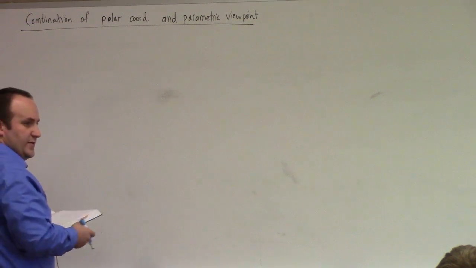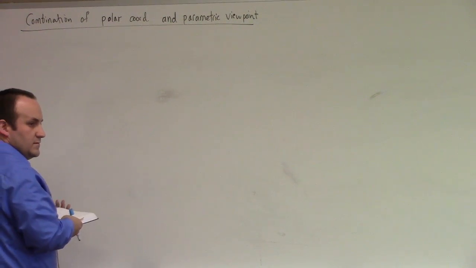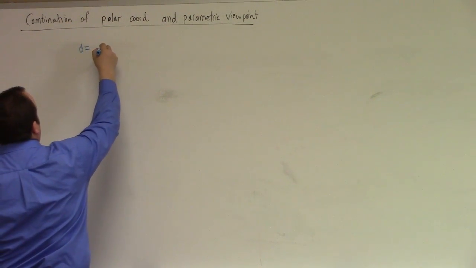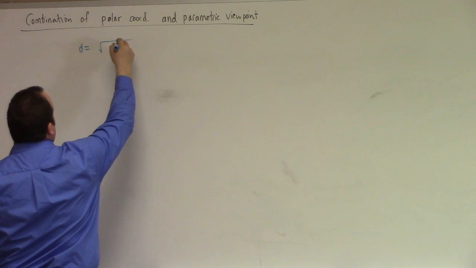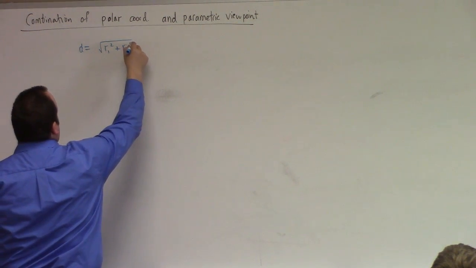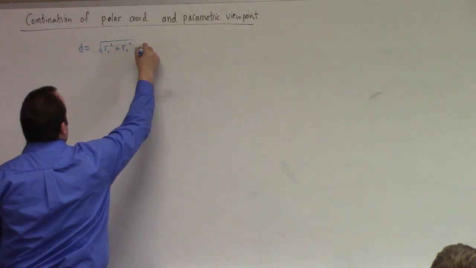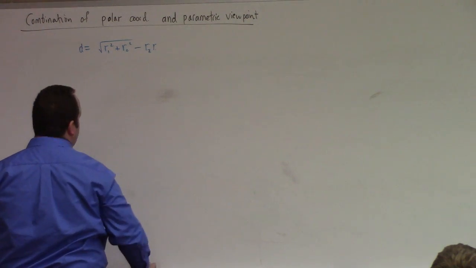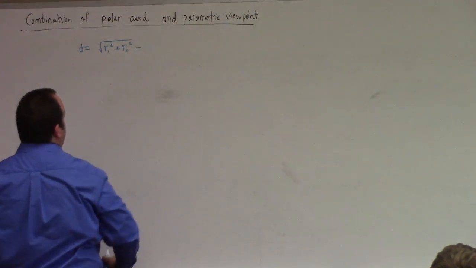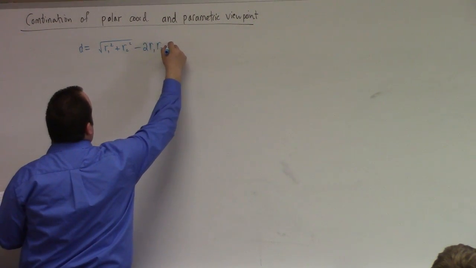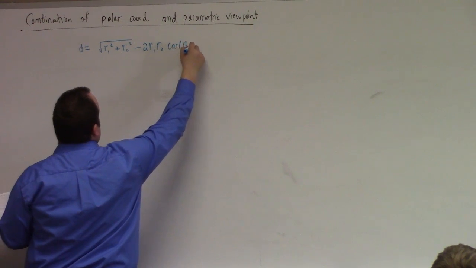26. Can you tell me what the formula is? D equals the square root of R1 squared plus R2 squared minus 2 times R1 times R2, times the cosine of theta 1 minus theta 2.